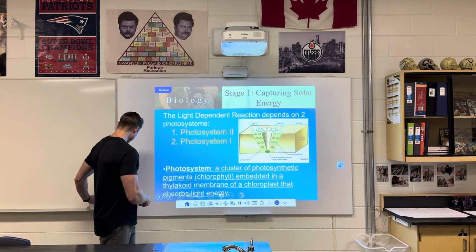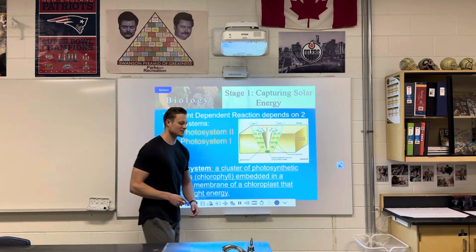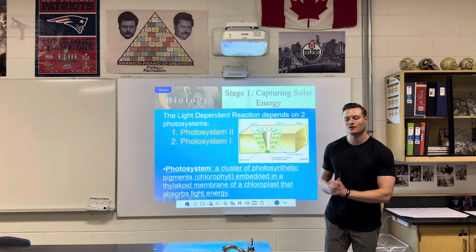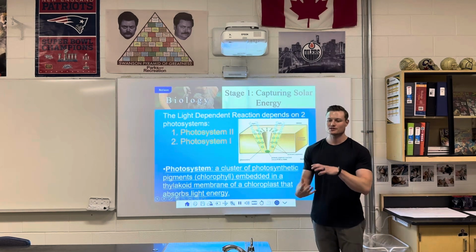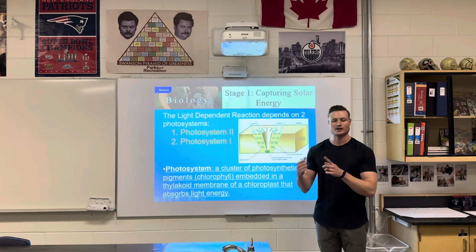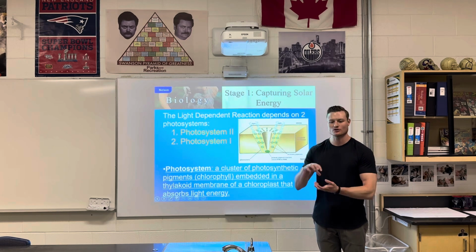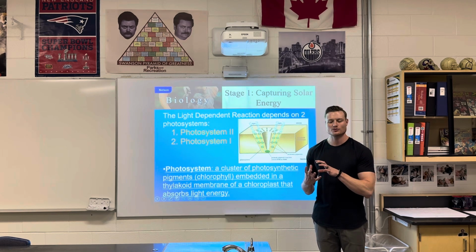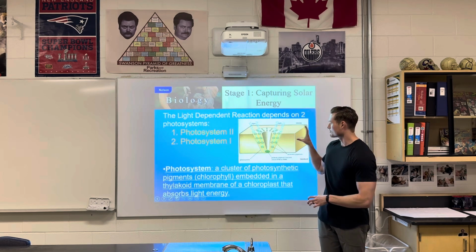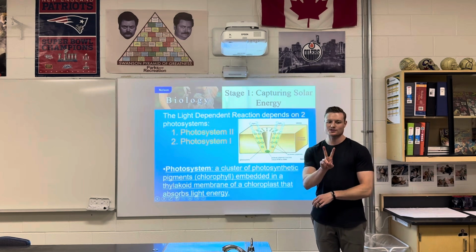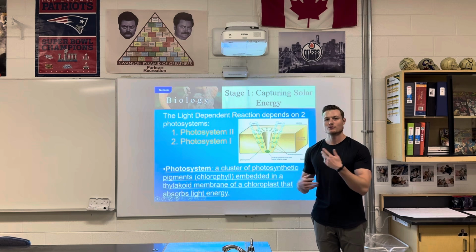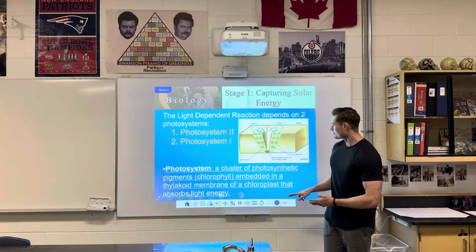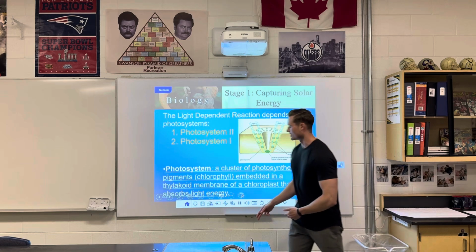Okay, so when you look inside of a chloroplast, you're going to see these clusters of photosynthetic pigments. We refer to them as photosystems. This is essentially a bundle of things like chlorophyll A, chlorophyll B, carotenoids, all those different photon-trapping pigment molecules. They're jammed together in what's called a photosystem. And we have two photosystems: PS2, photosystem 2, and PS1, photosystem 1. Their job is to capture solar energy.